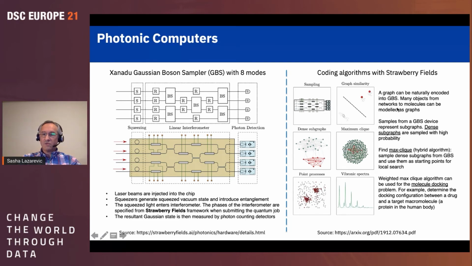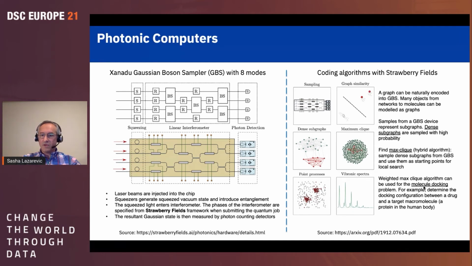Because many objects, from networks to molecules, can be modeled as graphs, and a graph can be very easily encoded into this Gaussian boson sampler. So we can code different use cases, for example finding a dense subgraph within a graph. These are the nodes of a graph that are very much interconnected between themselves. And then we can also find the max clique, for example, and this max clique will help us to understand the behavior of molecules.